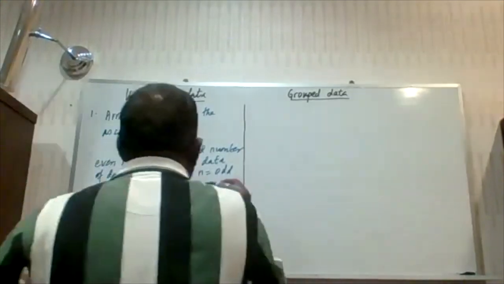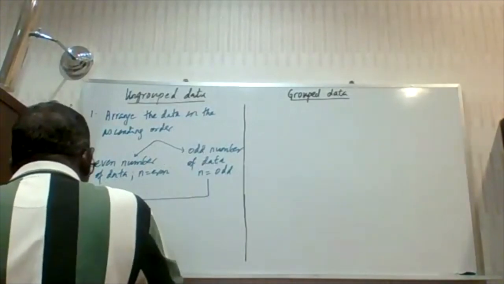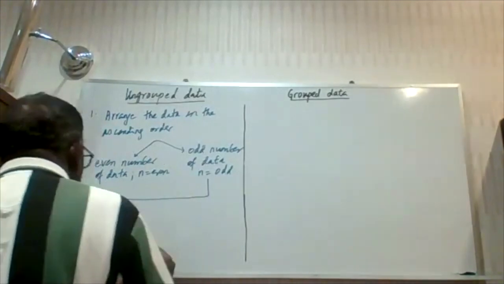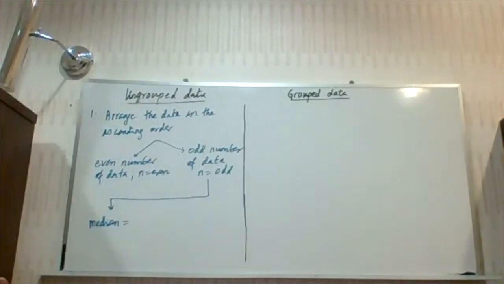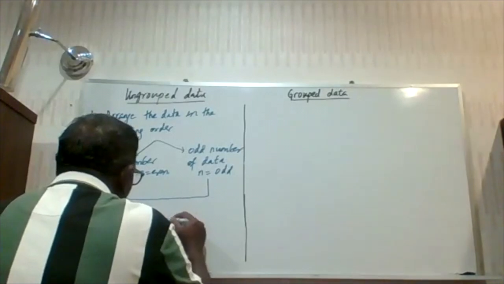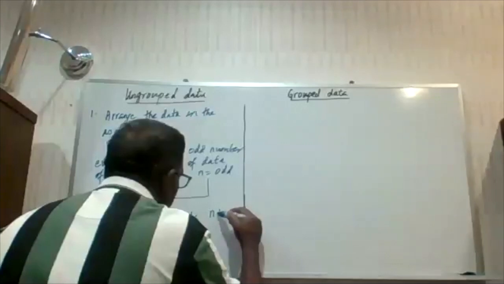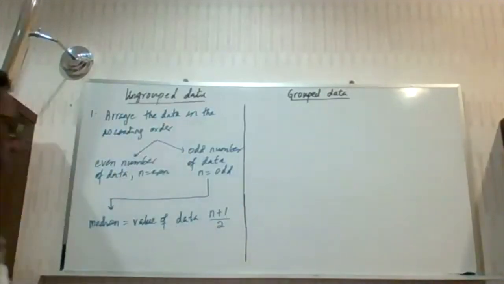So what if you have an odd number of data? If you have an odd number of data, your median is simply equal to the value of data n plus 1 over 2. You find the value of data n plus 1 over 2. Make sure you understand this statement.